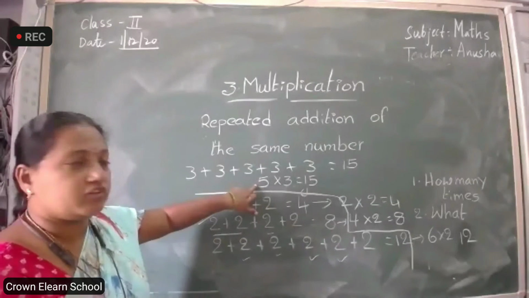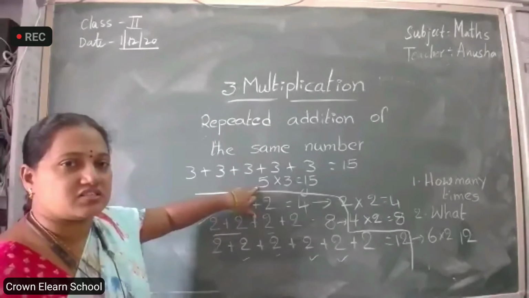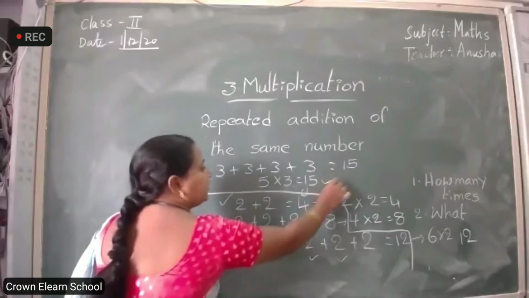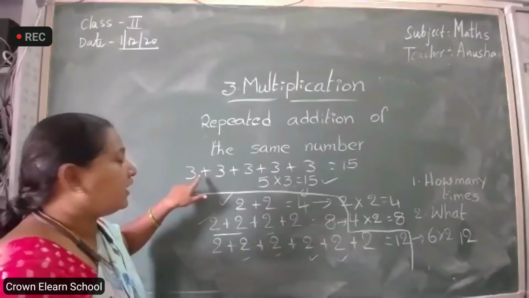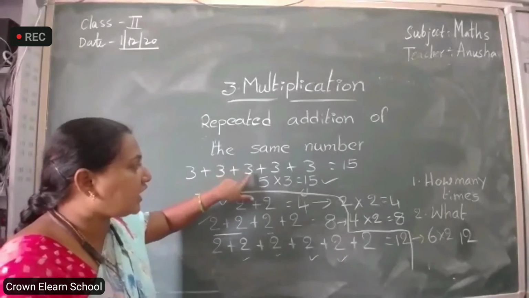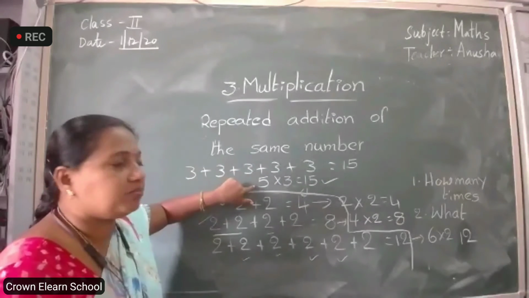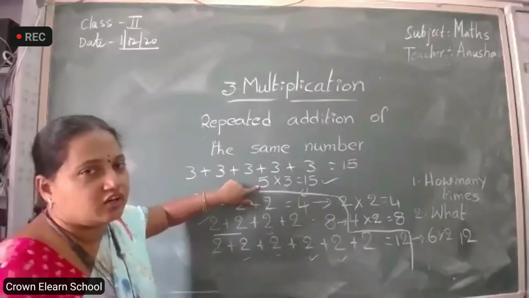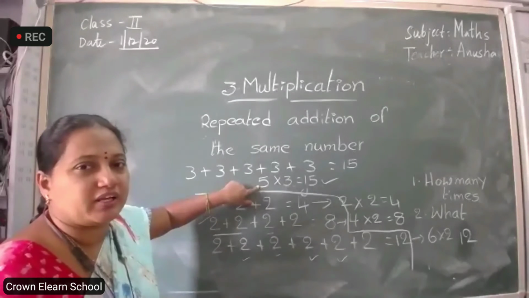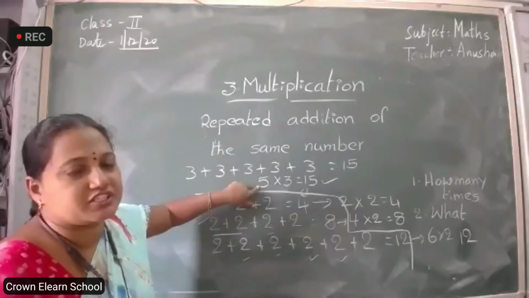Which one are you doing faster? This one or this one? The second one. So when we want to add a number many times, we go for multiplication. Have you understood what is multiplication and when we go for multiplication?